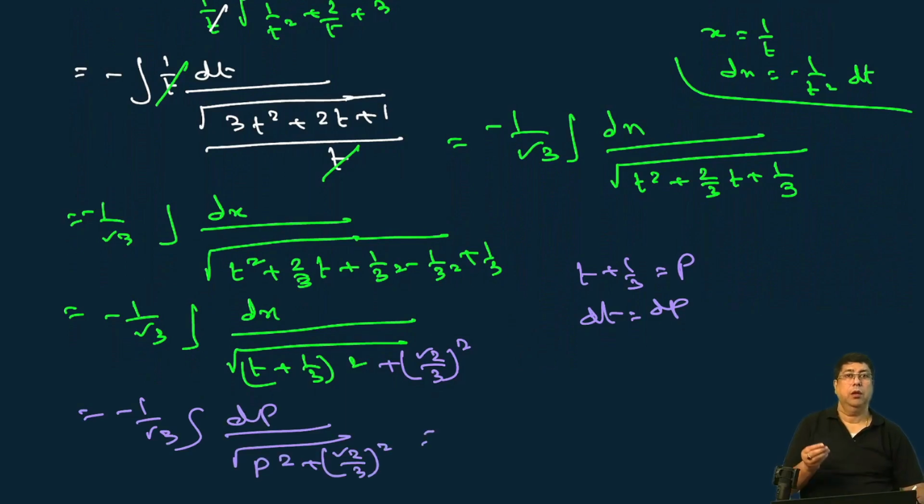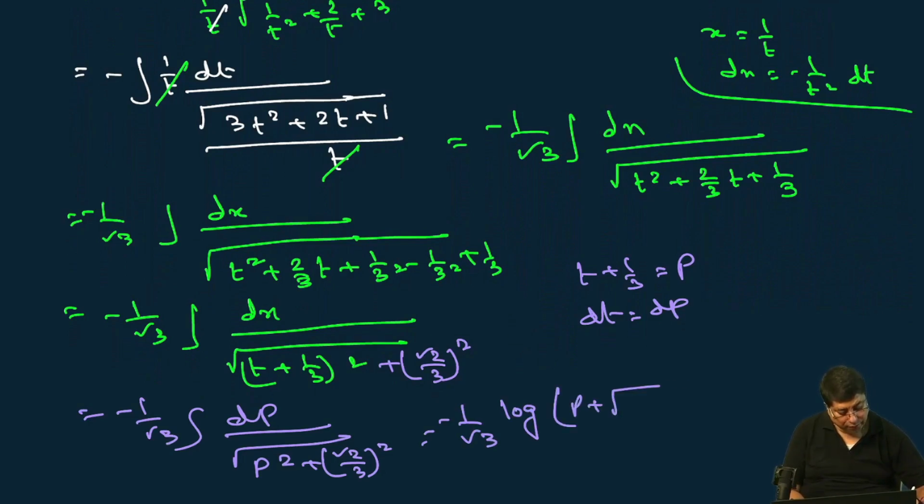The formula is: dx by root over x square plus a square gives log of x plus root over x square plus a square. These types of sums generally come in the board examination, and this was a sum in one CBSE examination. So minus 1 by root 3 log of p plus root over of p square plus 2 by 9, plus c.